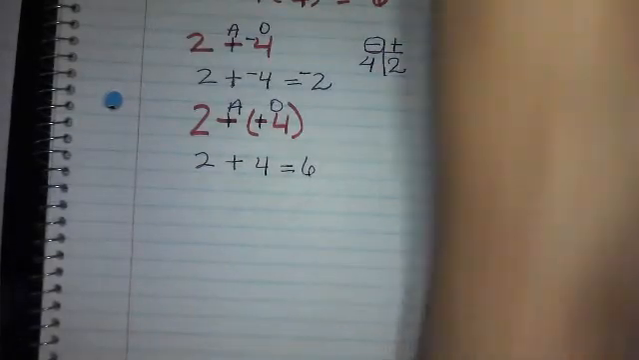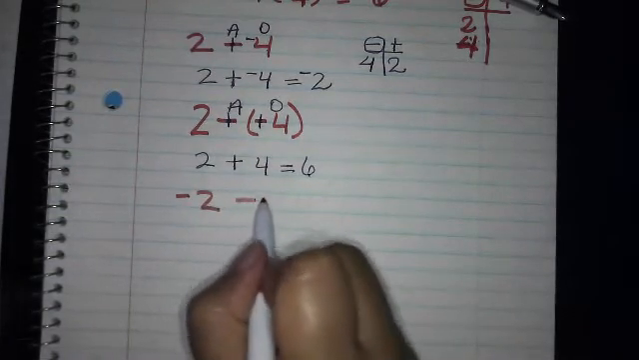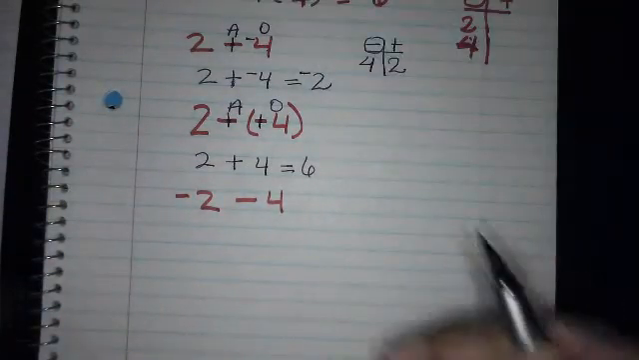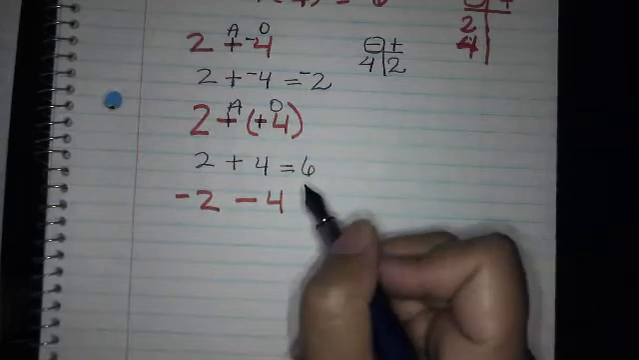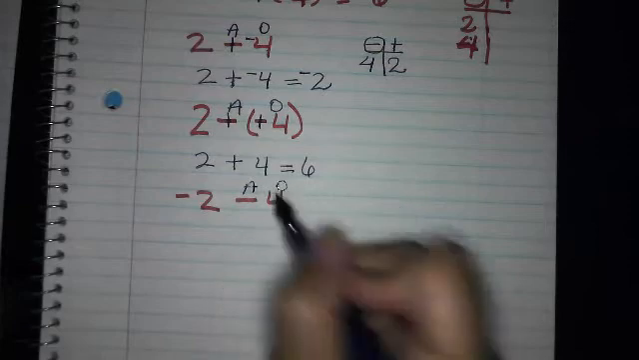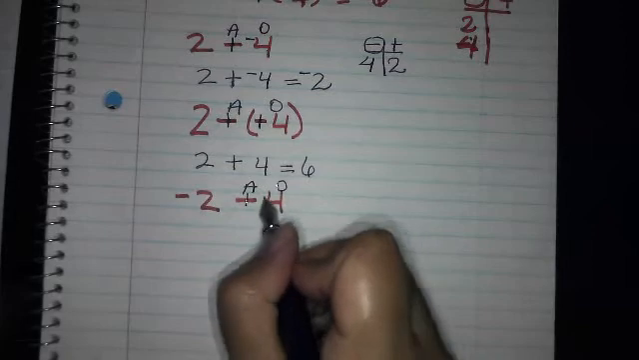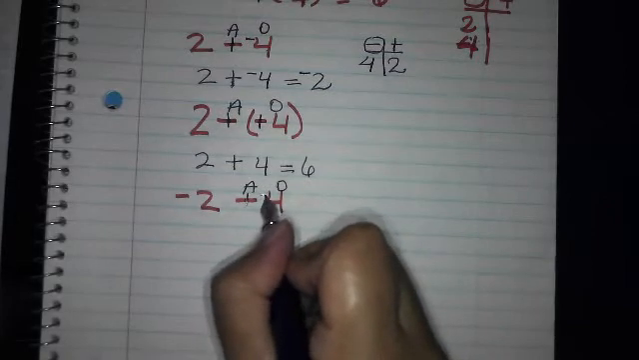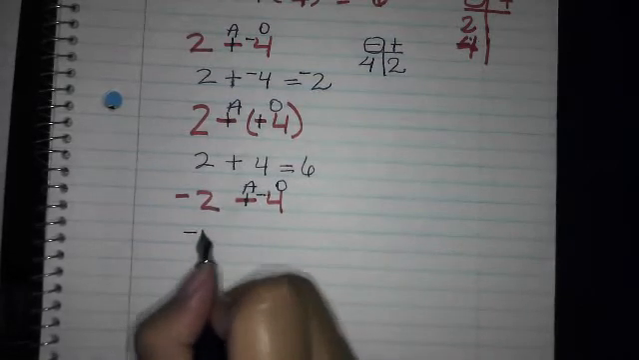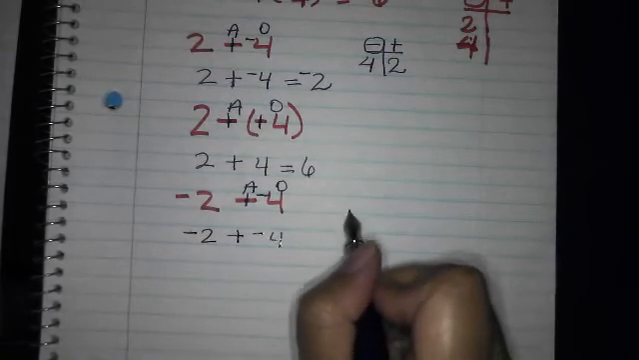Let's try negative 2 minus 4. Once again, you hear that magic word minus, so you're going to write add, opposite. Turn the minus to the plus. Turn the 4 to the opposite. The opposite of 4 is negative 4. Rewrite negative 2 plus negative 4.